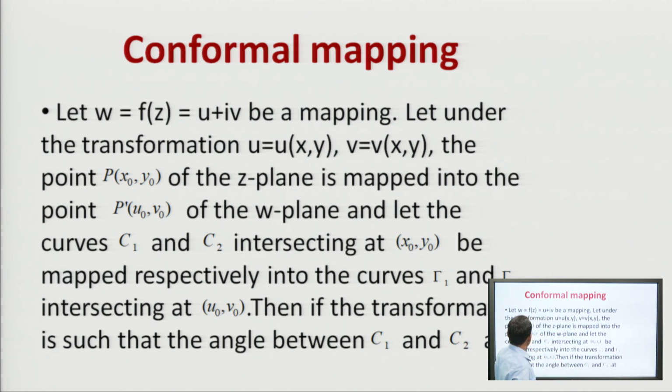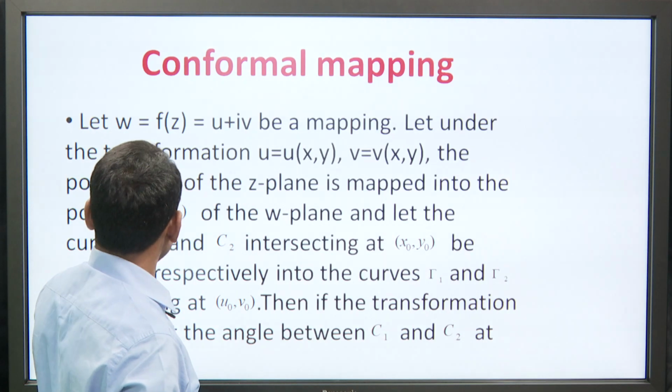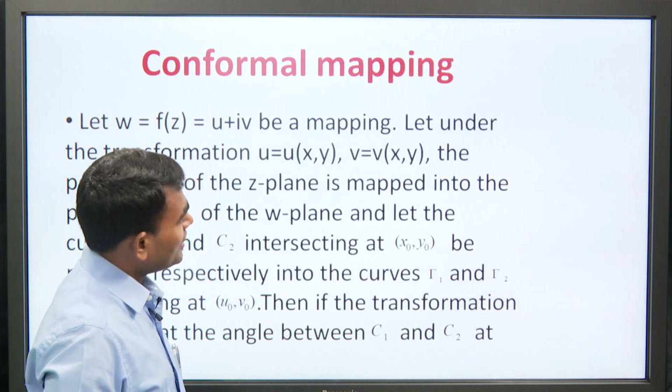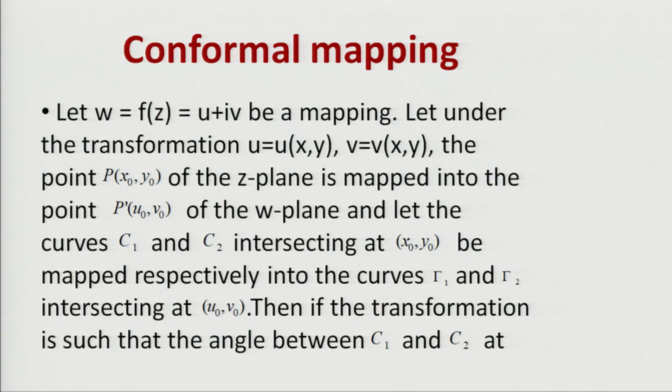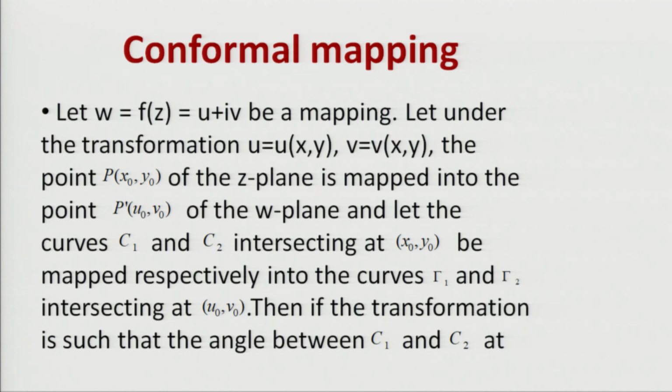Conformal mapping. Let w = u + iv be a mapping. Under the transformation u(x,y), v = v(x,y), the point P(x0, y0) of the z plane is mapped into the point P'(u0, v0) of the w plane, and let the curves C1 and C2 intersecting at (x0, y0) be mapped respectively into the curves gamma 1 and gamma 2 intersecting at (u0, v0).